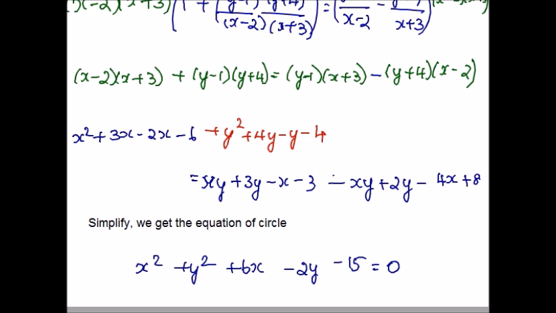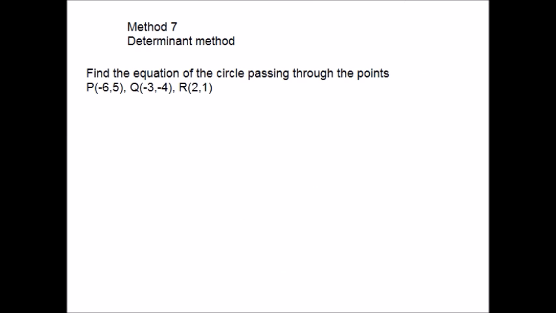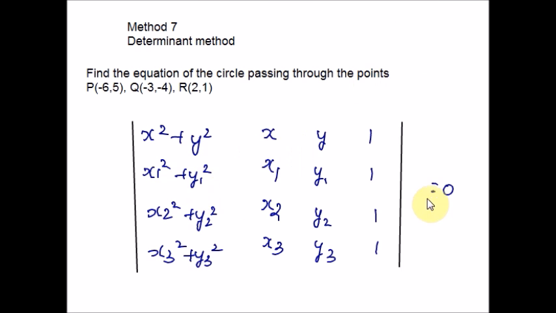Let us move on to method number 7, the last method in finding the equation of a circle. We are going to use determinant method here. Let me take an example. Let me use the formula here. Here is the determinant form. Here we are going to use x1 y1, x2 y2 and x3 y3. Let me plug in the values of p, q, r here and let's see what happens.